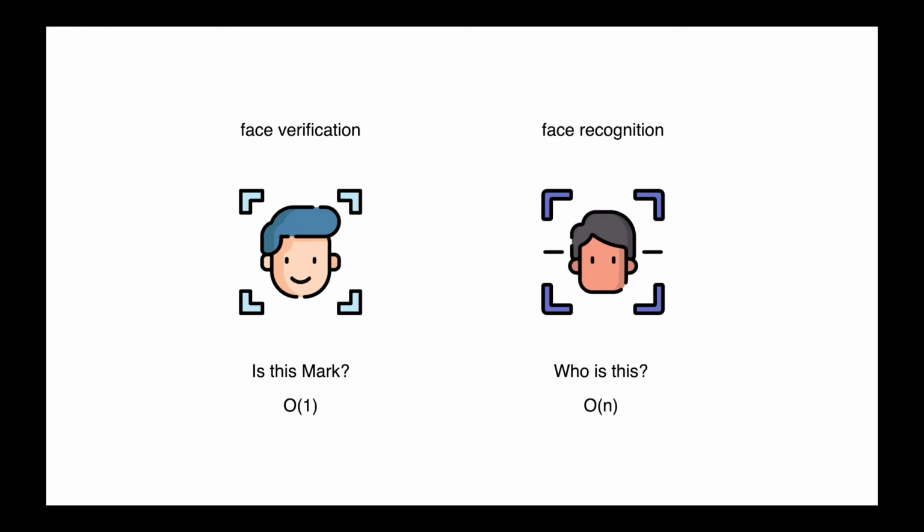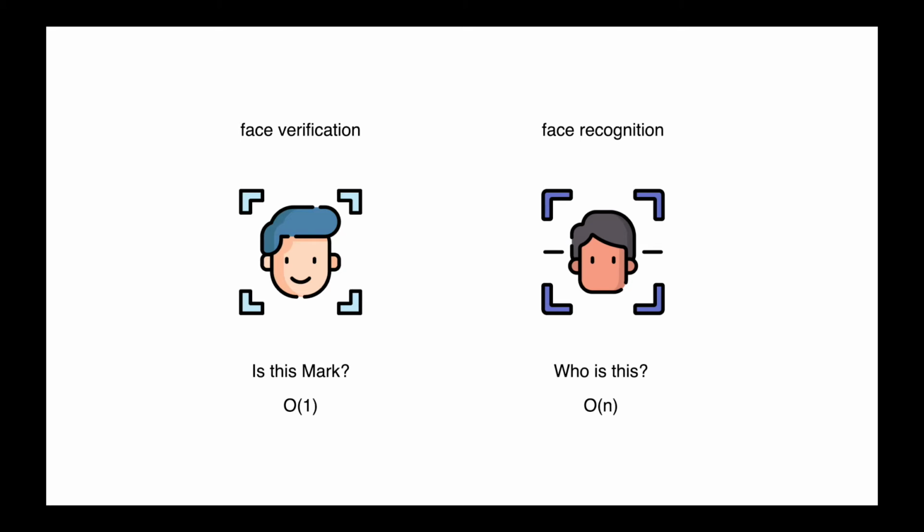On the other hand, face recognition looks for the answer of a question pattern like, who is this? We have the pre-taken photos of many people. When someone attempts to log in into a system, then we will look for their identity in our database. In other words, it requires running face verification many times. That's why it has O(N) time complexity in big O notation.